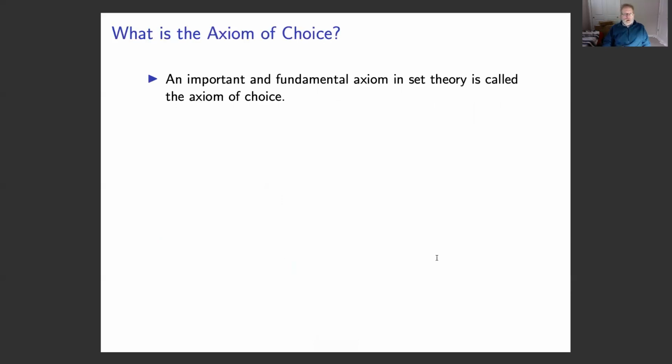So now I want to move away from that topic a bit and talk about this thing called the axiom of choice. In some of your math books, you'll often see references to the axiom of choice, so I thought I should talk about what it means a little bit. An important and fundamental axiom in set theory is called the axiom of choice. It's also an axiom in mathematics in general.